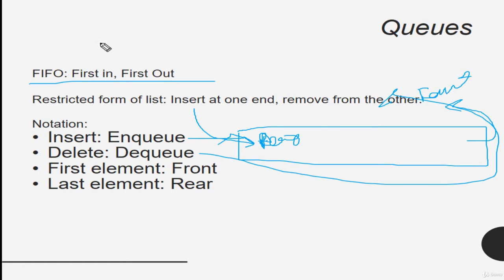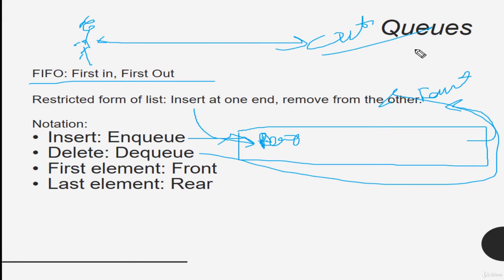Let's just see the real life example: a person who enters the queue first will leave the queue first. Hope you understand now with this example.